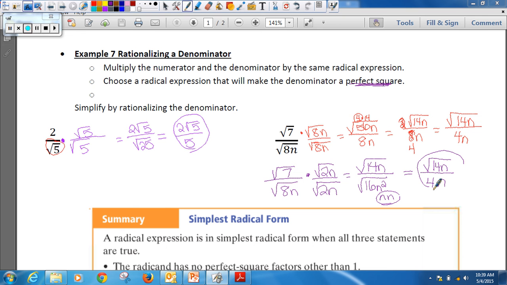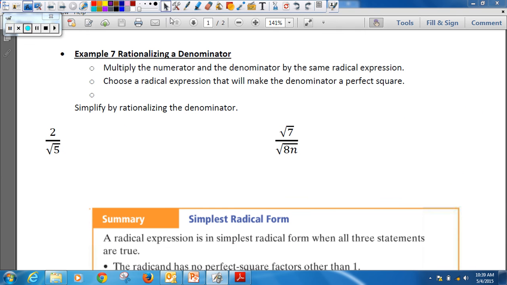So if you notice here, both my answers or solutions are the same. In one, I used what was in the denominator. It gave me bigger numbers that I had to simplify more. It gave me more steps. But the second one, I had to make sure I knew how to get a perfect square in the denominator.